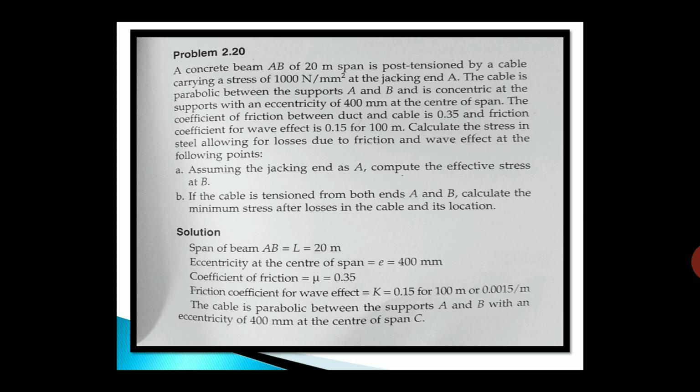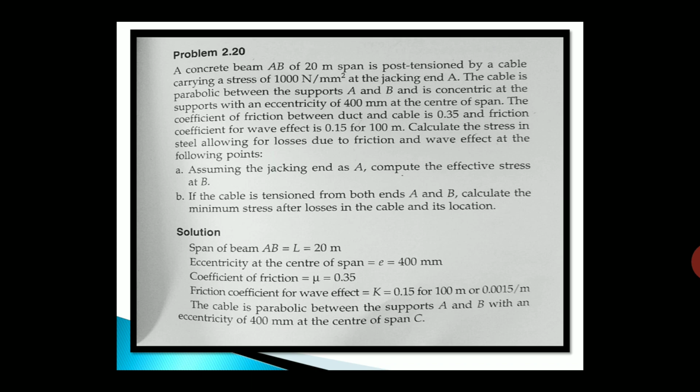1000 Newton per mm square at the jacking end A. The cable is parabolic between the supports AB and is concentric at the supports with an eccentricity of 400 at the center span. The coefficient of friction between the duct and the cable is given as 0.35, and wave effect coefficient is given as 0.15 for 100 meters.